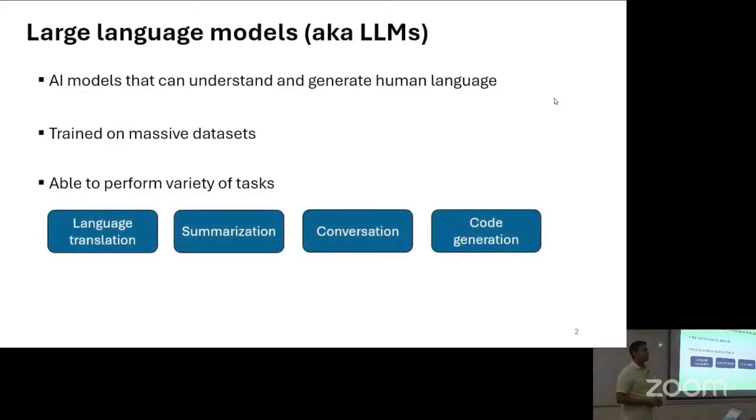For example, they can do language translation, converting, let's say, Hindi to English, summarization, conversation, and code generation. These are some of the examples where LLMs have made tremendous progress. And in many of these tasks, they can do as well as humans, sometimes better than humans.